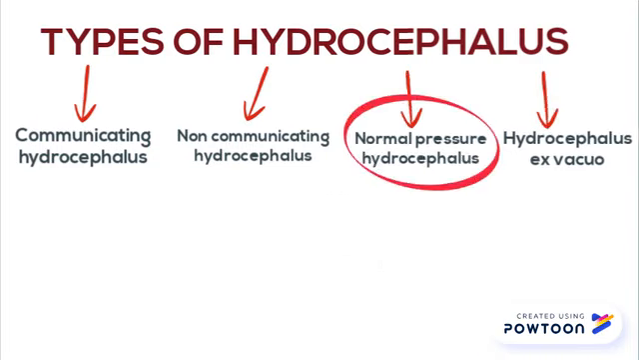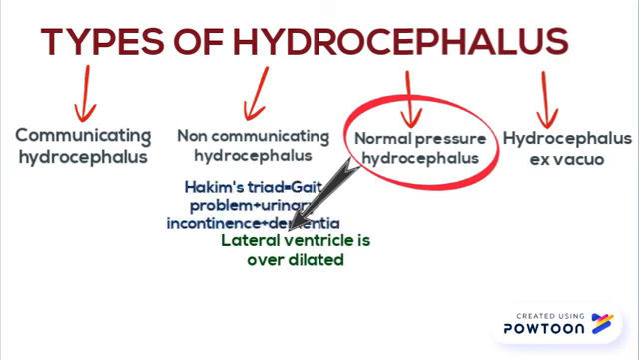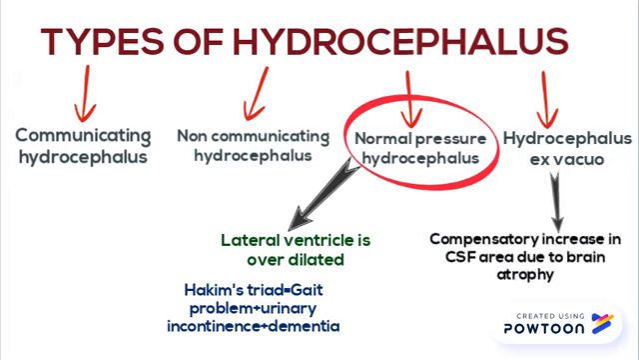In normal pressure hydrocephalus, the lateral ventricle is overdilated, due to which more CSF is accumulated. But the pressure here is normal. It manifests as Hakim's triad, in which there is gait problem, urinary incontinence, and dementia. Hydrocephalus ex vacuo is a compensatory increase in CSF area due to brain atrophy.